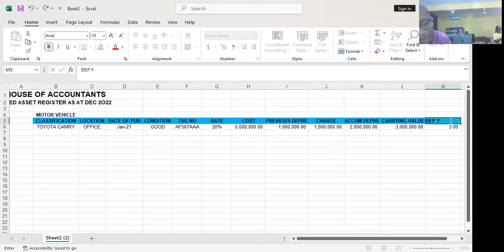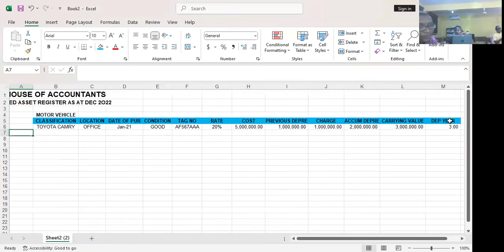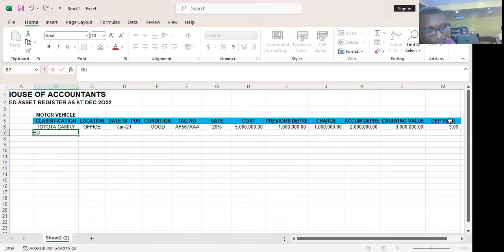So we actually put the remaining years here. Depreciation year. So we put the remaining year here. And that is number 1. If you have another vehicle, let's say that vehicle is a lorry, or maybe it's a bus, Toyota bus. Okay, whatever name you want to call it, but let's just call this one Toyota.